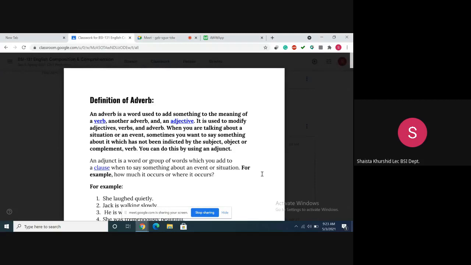If I'm sharing the screen with you, this is the definition of adverb. An adverb is a word used to add something to the meaning of a verb, another adverb, and an adjective. It is used to modify adjectives, verbs, and adverbs. So see, the function of adverb is more, like when we compare it with the adjective, it's more. Why? Because it can qualify or add something to the meaning of a verb, an adverb, and an adjective, right? So all of these verbs, adverbs, and adjectives are basically qualified or modified by an adverb.